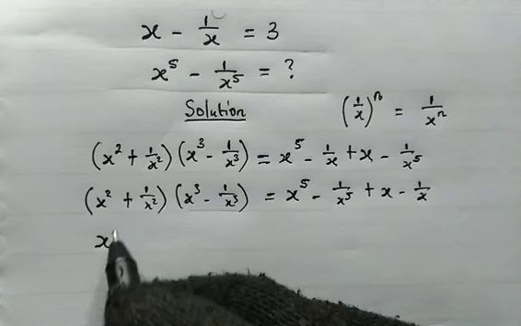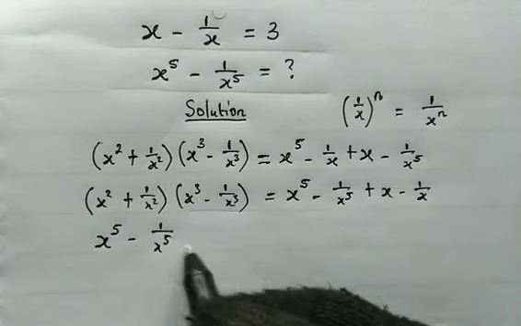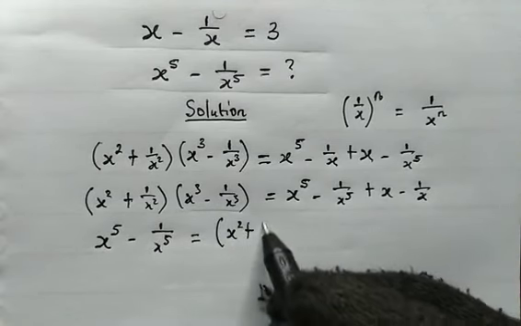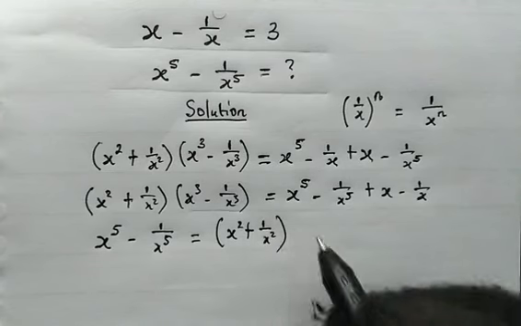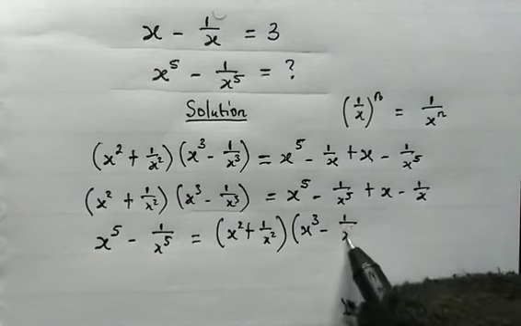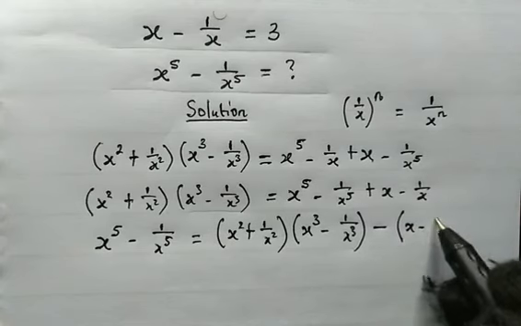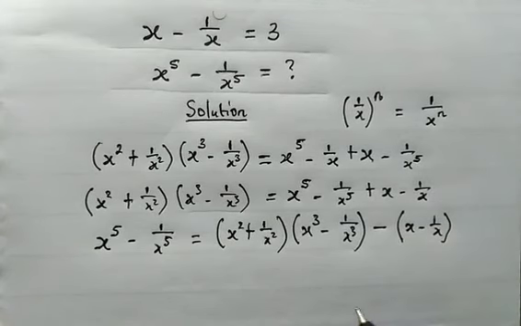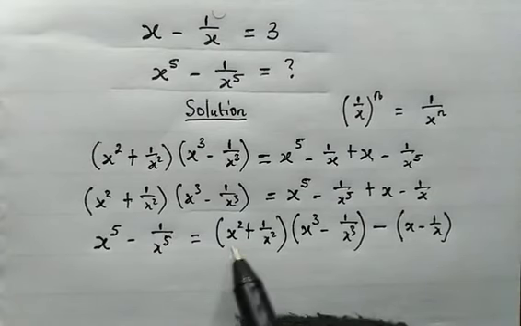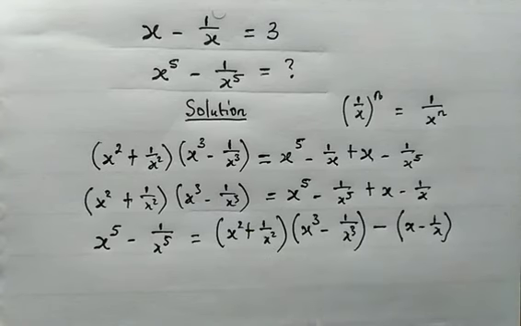So we have here x to the power of 5 minus 1 over x to the power of 5 equals the product of this, x squared plus 1 over x squared multiplied by x cubed minus 1 over x cubed, then minus x minus 1 over x. Amazing. Okay, now what should we do next? We need to get the value of this expression here and also the value of this expression here.